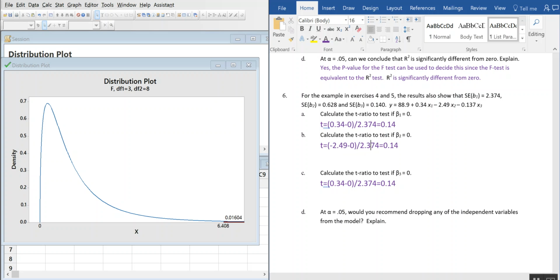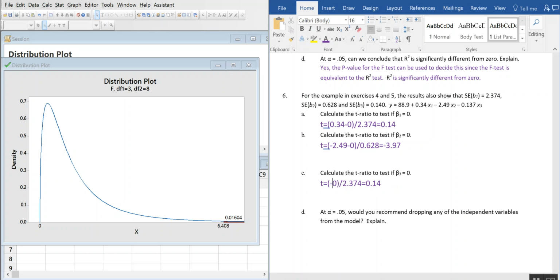The standard error for this slope, they give that to you. It's 0.628. And when you subtract and then do the division, you come up with negative 3.97. That's pretty far away from zero. That one makes me a little nervous.